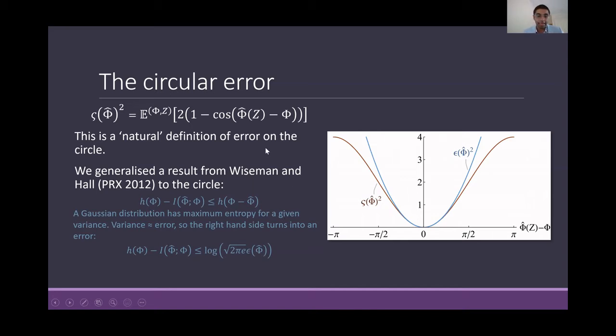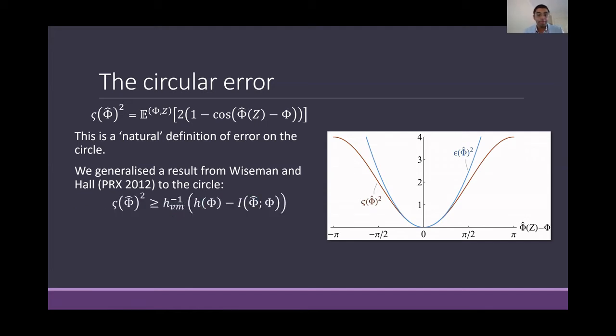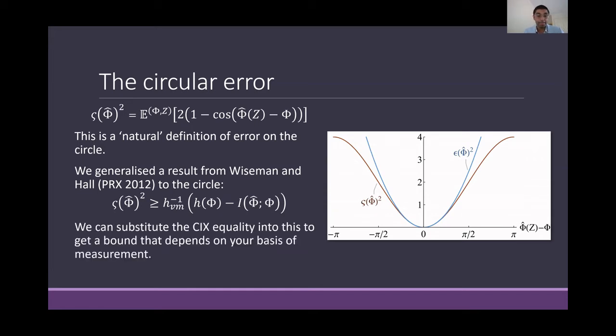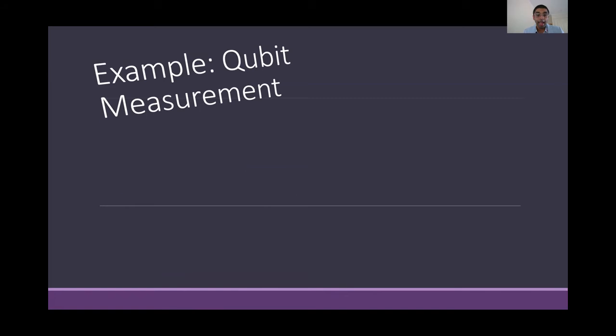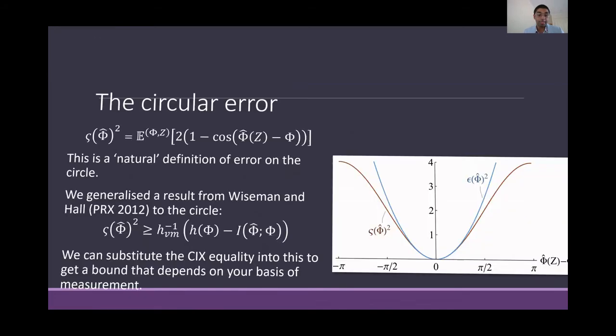And the answer is there is. It's something called the von Mises distribution, which if you just eyeball it, looks exactly the same as a Gaussian on the circle. And it's what I've been showing you all this time and calling a Gaussian on the circle. But using that, we can derive a new bound. This is the entropy of the von Mises distribution inverted. It's easy to compute on a computer. And we now have a bound on the circular error. And substitute the CIX equality into this, and you get a measurement dependent bound.